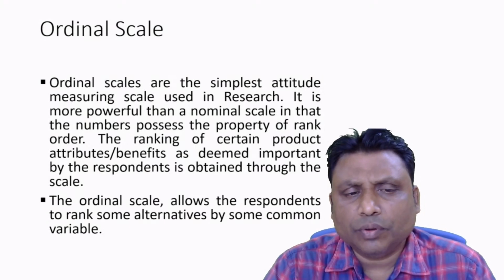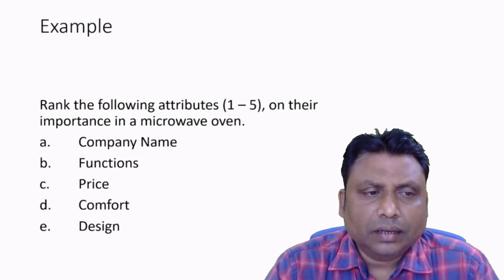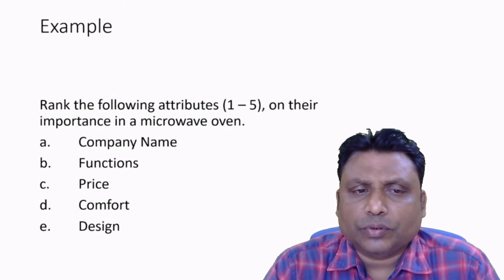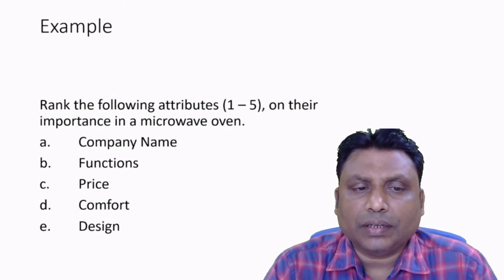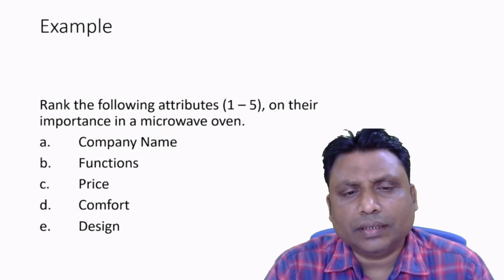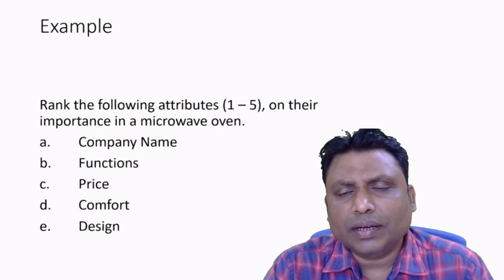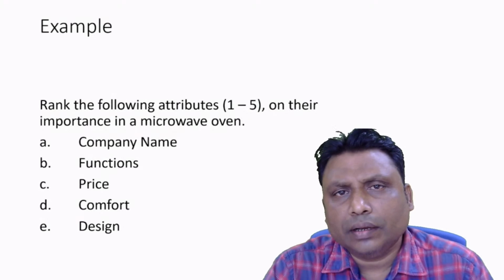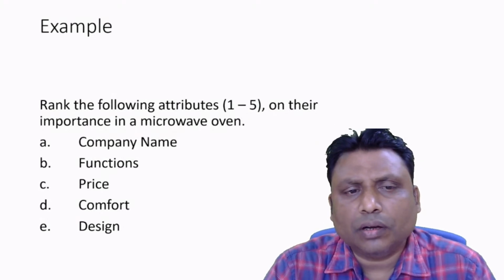Now, suppose we say, rank the following attributes 1 to 5 for their importance in a microwave oven: company name, functions, price, comfort, design. We are measuring this type of 1 to 5. Someone says we can measure 1 to 10, someone says you have to measure 1 to 3.